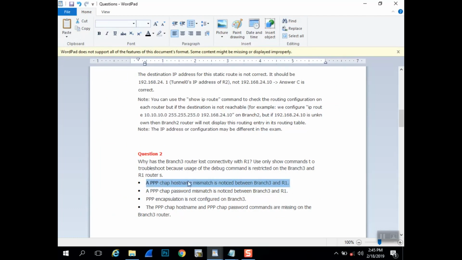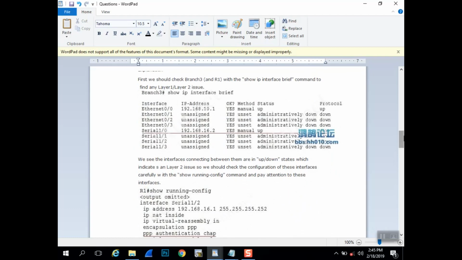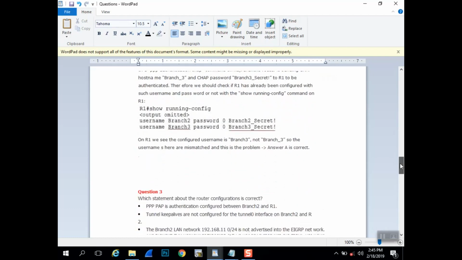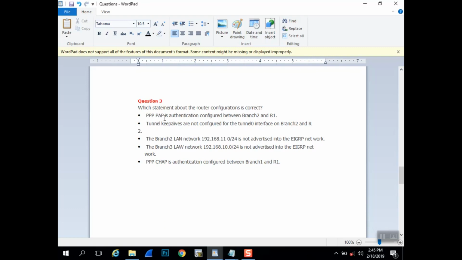A PPP chap hostname mismatch is noticed between R3 and R1. And as I scroll down, you can see here the answer and also the explanation. Now let's proceed with branch number 3. Which statement about the router configuration is correct? A. PPP PAP authentication is configured between branch 2 and R1. B. Tunnel keepalives are not configured for the tunnel 0 interface on branch 2 and R2.